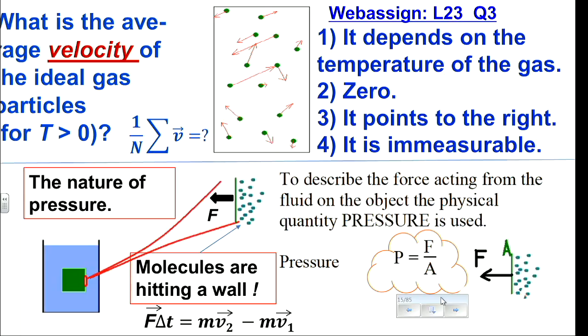Force over area, that's a pressure. So clearly, how fast or how slow particles move should be reflected in the pressure the gas exerts.